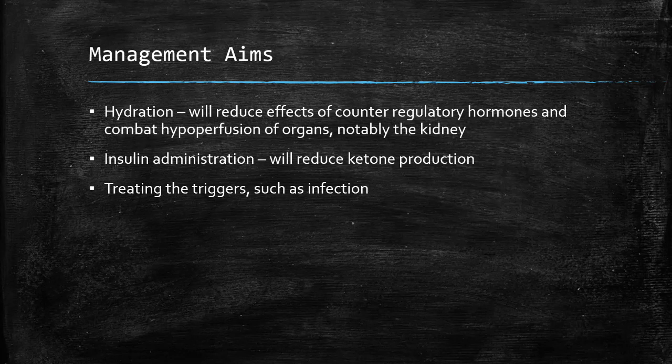And secondly is to give insulin as much as you can, a stat dose. I've included values in here, and this will prevent the ketone production from occurring, as insulin will block the breakdown of the fatty acids. Now, in the case of triggers eliciting the DKA, they should be dealt with, such as in the case of an infection causing DKA, that infection should be treated as well as these other measures.